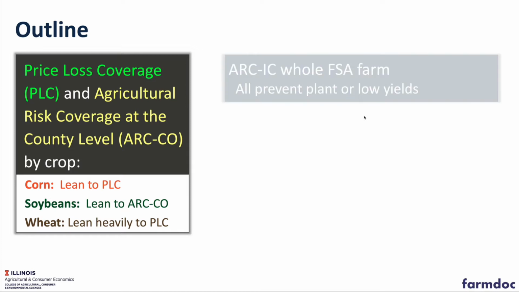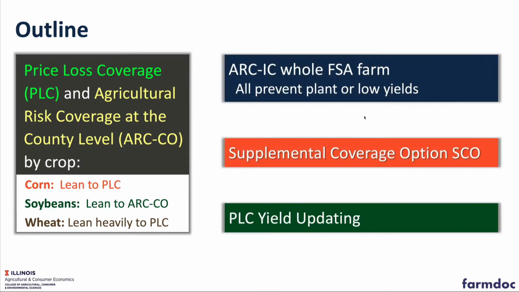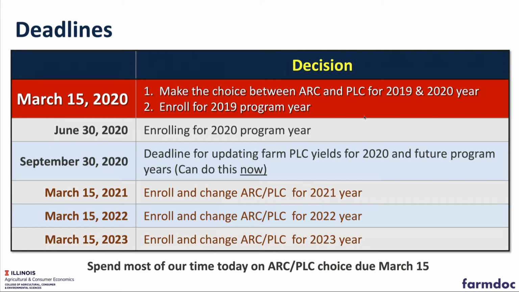All right, so then we'll talk about ARC-IC whole farm. We'll go over the supplemental coverage option, and we'll do PLC yield updating. Again, we're getting ready here for the March 15th, 2020 deadline. That's the big one. You have to make your ARC PLC choices for both the 2019 and 2020 year by that day. You lock in the choice for both the 2019 and 2020 year when you make that decision.